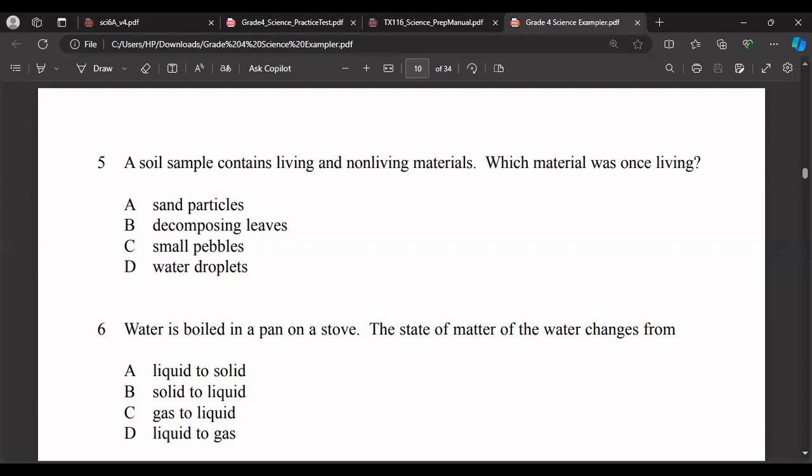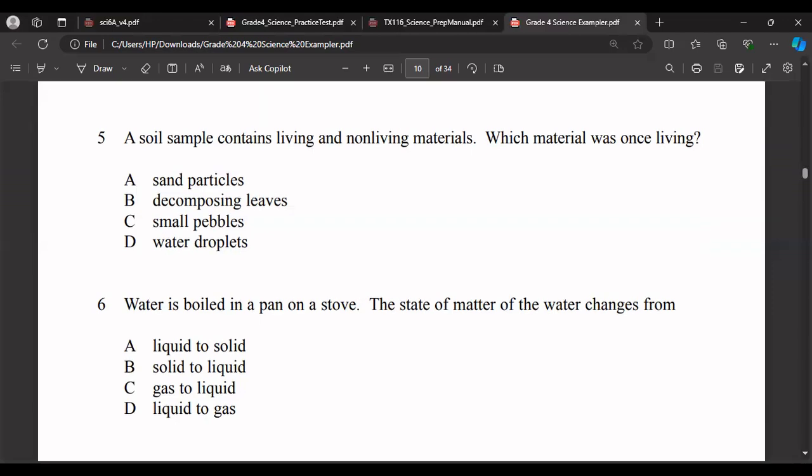Did you get that? I got it. Beautiful. If there is no energy, there is no matter. Great. So let's look at question number 5. Over to you.